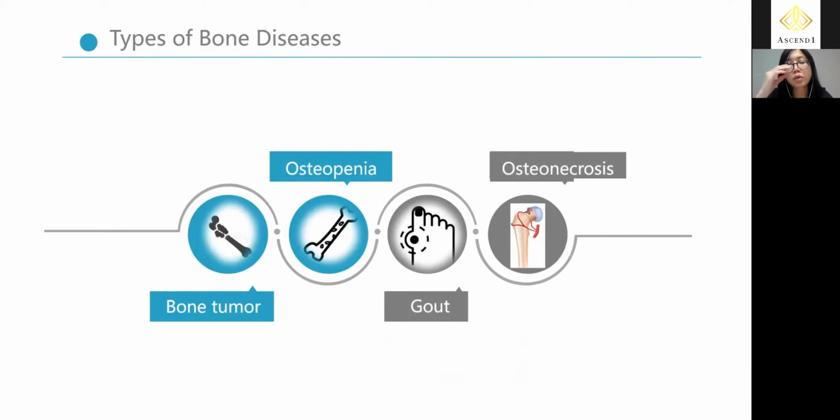Next will be bone tumors. Bone tumors occur when cells grow uncontrollably in bones. These tumors can be benign or malignant, but benign bone tumors are more common.